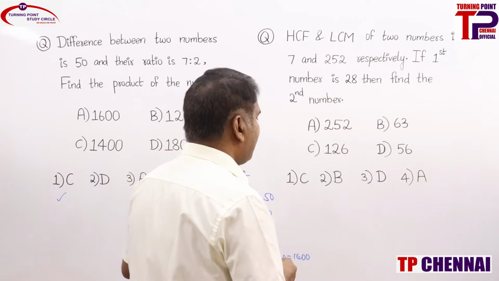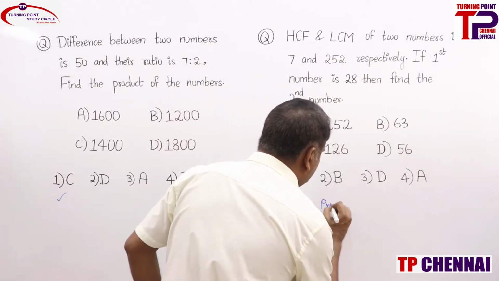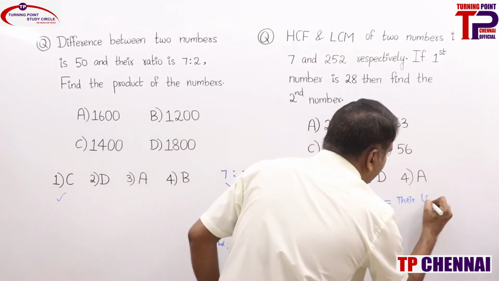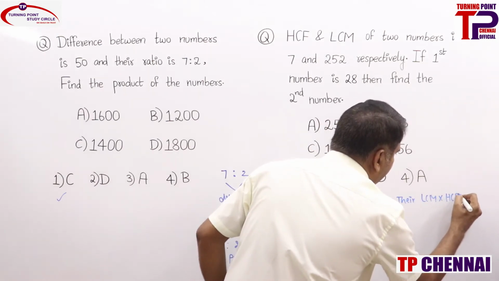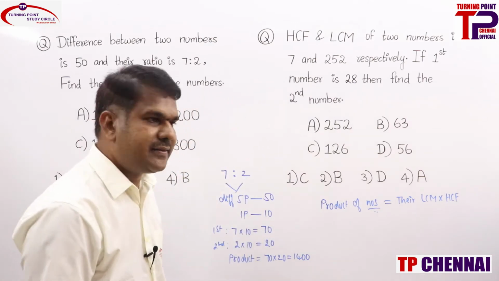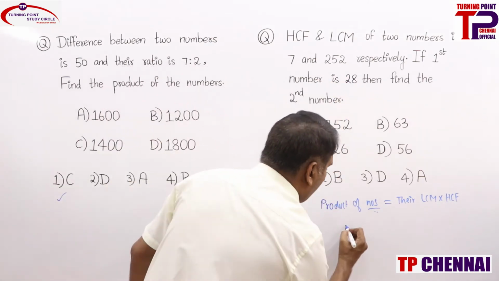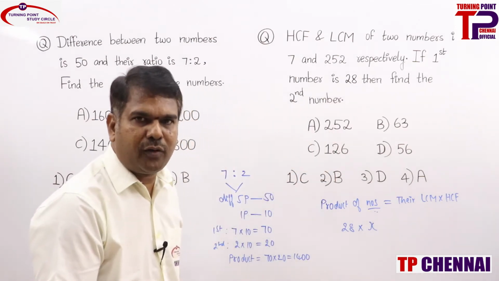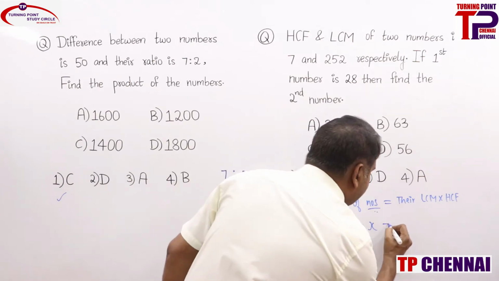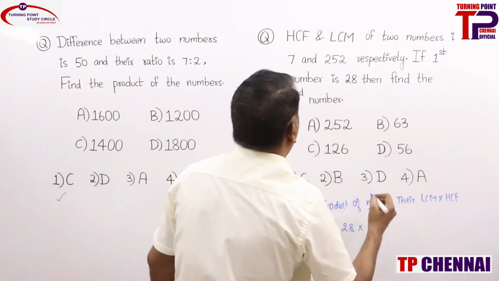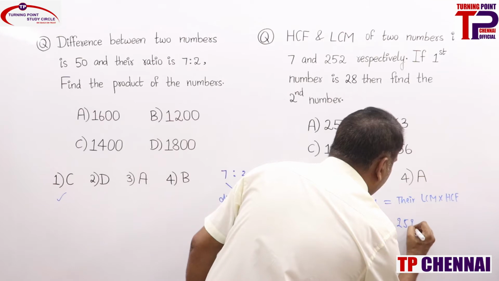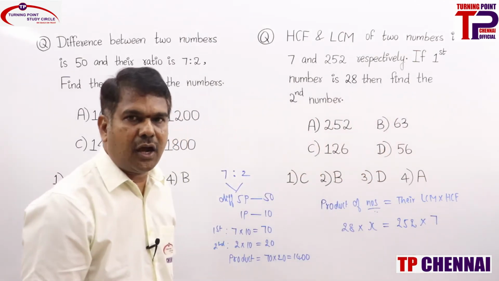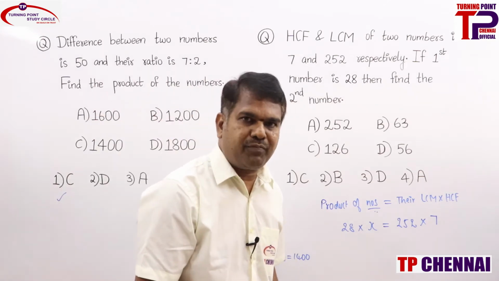So remember here, product of any two numbers is equal to their LCM into HCF. Now one of the numbers is already given. How much? 28. What is the other number? Take it as X. We don't know what the other number is. X into 28 is equal to their LCM and HCF. How much is the LCM, ma? 252 is the LCM. HCF how much? 7 is the HCF. Highest common factor, least common multiple, right?